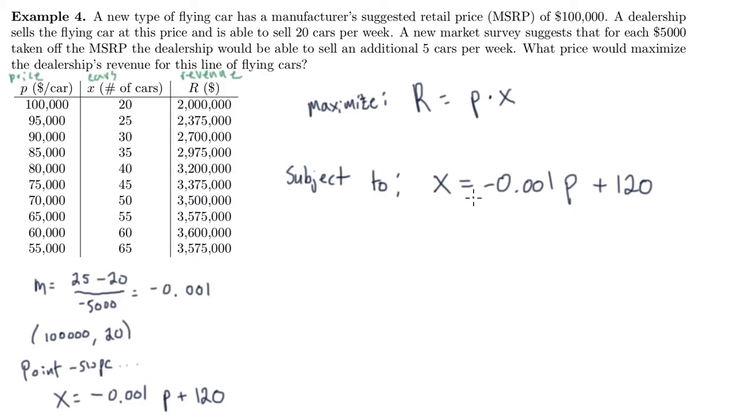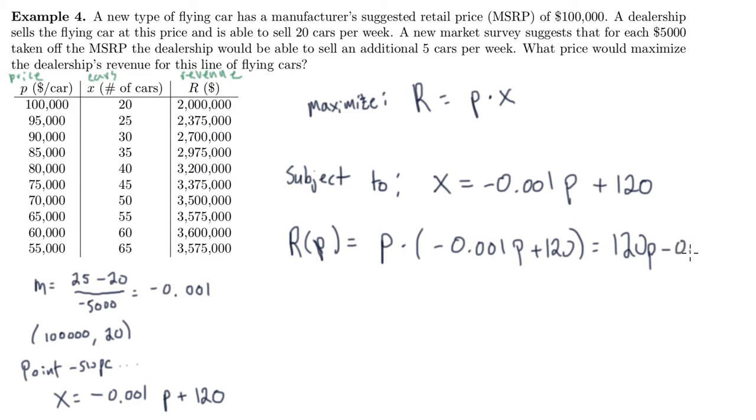And that is the problem. That is the constraint. And now, of course, we want the revenue as a function of price, right? Because we want to know what price would maximize the revenue. So the revenue as a function of the price is P times negative 0.001 P plus 120, which is 120 P minus 0.001 P squared.